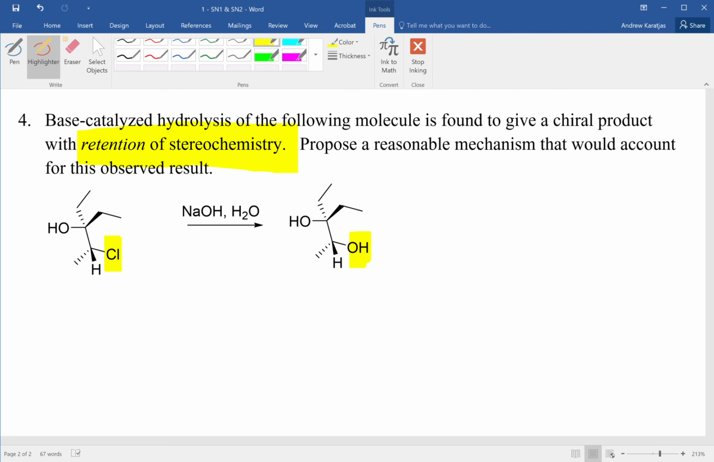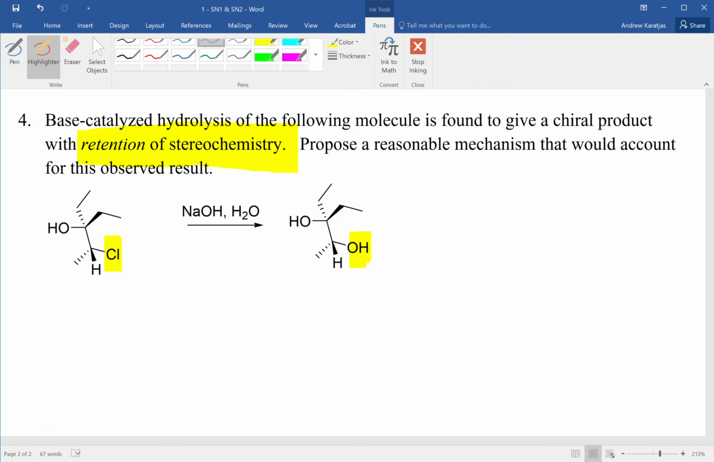So how does that happen? Because for retention to take place in a single step, we'd have to have the nucleophile come in from the exact same spot where the leaving group is. And that generally doesn't happen because the leaving group is blocking that position. So we have to start thinking about other things that could happen.